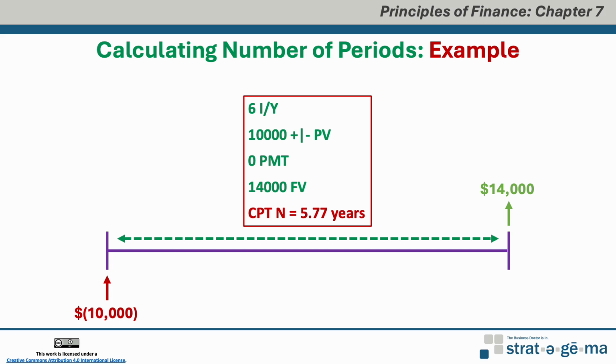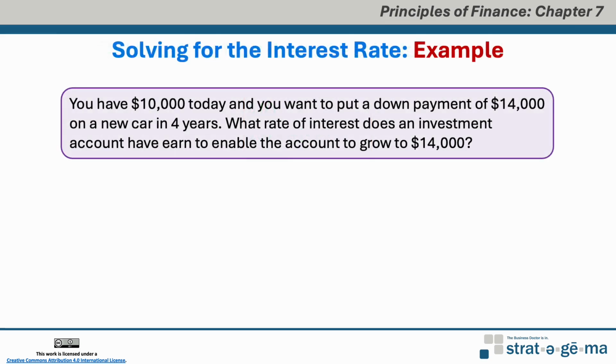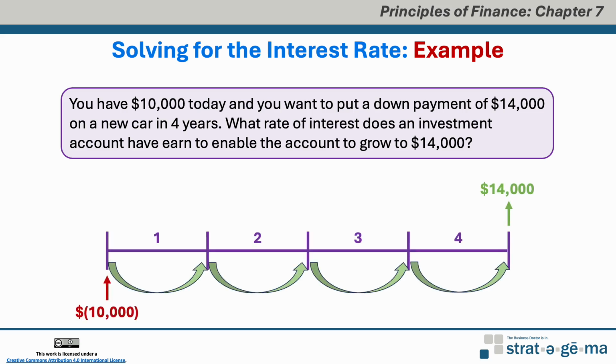Then last, we want to solve for the interest rate. So let's say that we have $10,000 today. I want to put down that $14,000 down payment on a car, but in a set number of years, so 4 years. So what rate of interest does that account have to earn to allow it to grow? Now my timeline looks like this. I have 4 years. I'm going to put $10,000 in. I'm going to pull $14,000 out at the end of year 4. We can see that that is 4 hops forward.